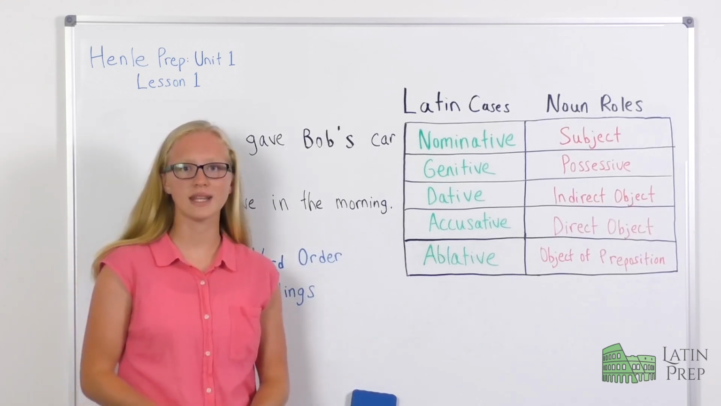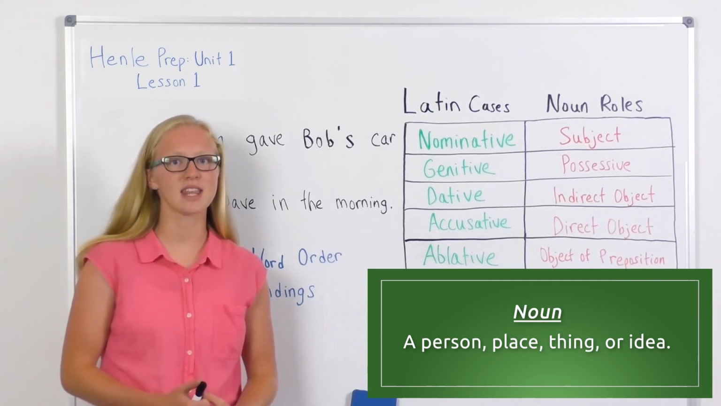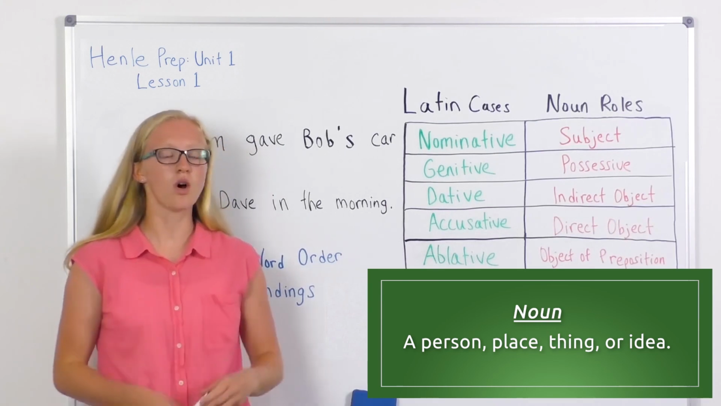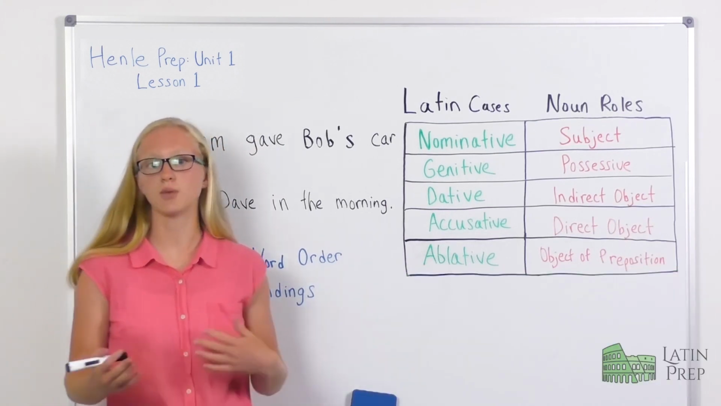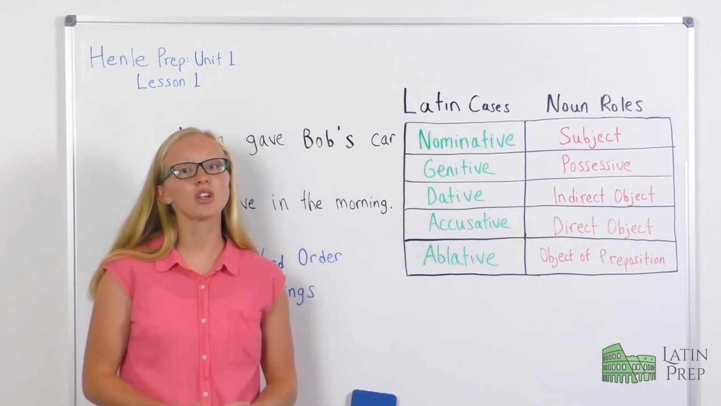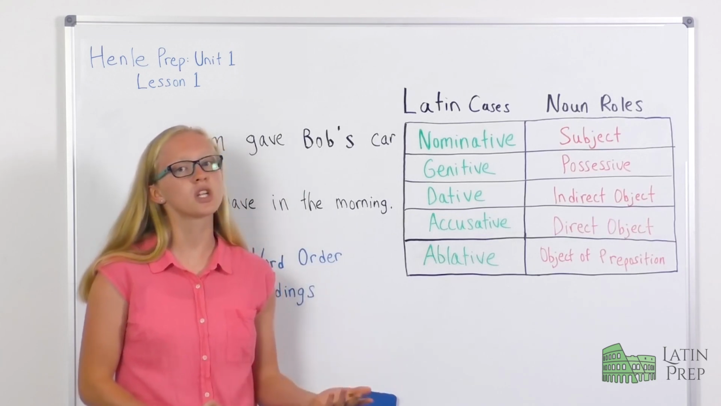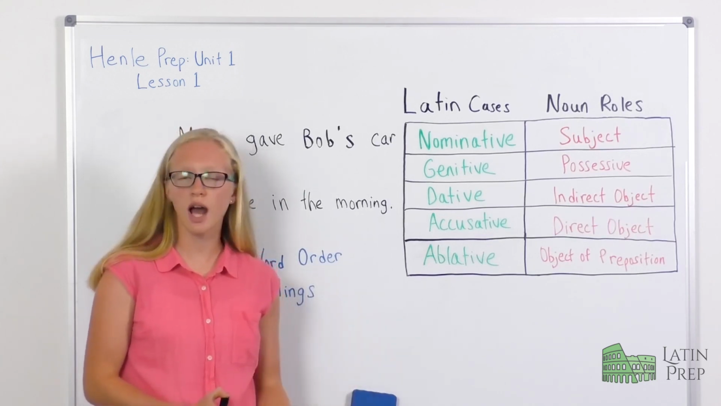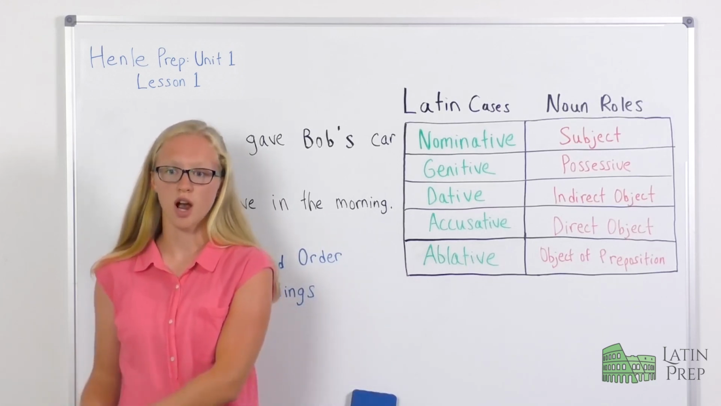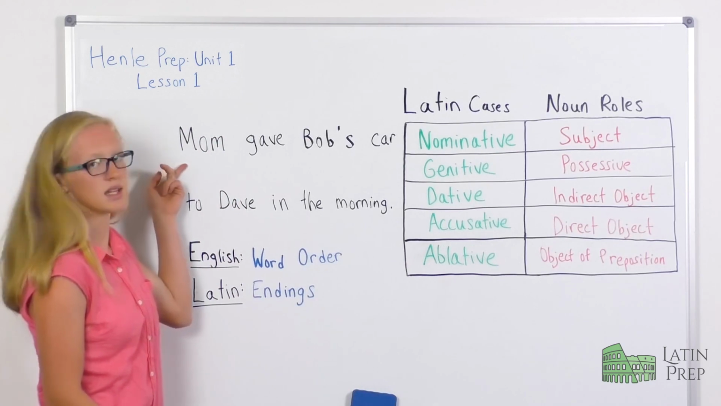So what is a noun? A noun is a person, place, thing, or idea. For example, a marker or a whiteboard or the name John are all examples of nouns. Now in English, nouns play different roles in sentences. They might be subjects, direct objects, indirect objects. So we're going to figure out those noun roles in this sentence.